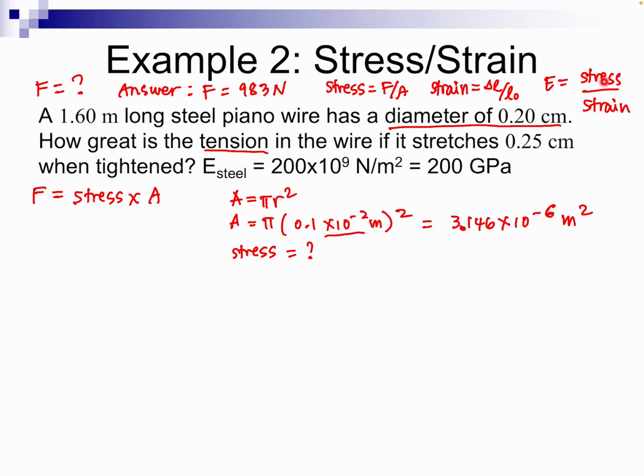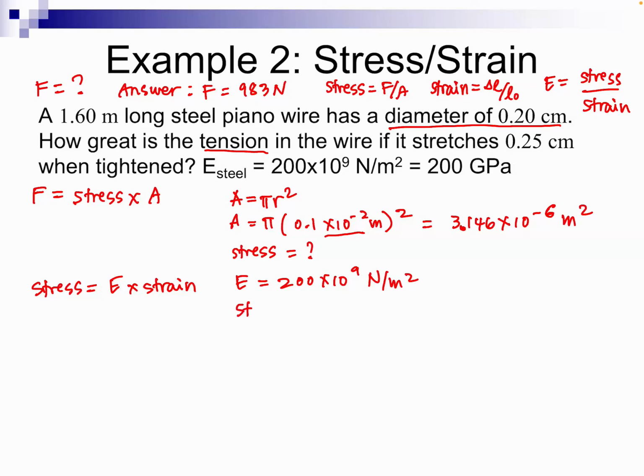The stress will then come in from the definition of the elastic modulus. So the elastic modulus is defined as stress divided by strain. Therefore, stress will be equal to the elastic modulus times the strain. The elastic modulus is given. It's 200 times 10 to the 9 newtons per meter squared.